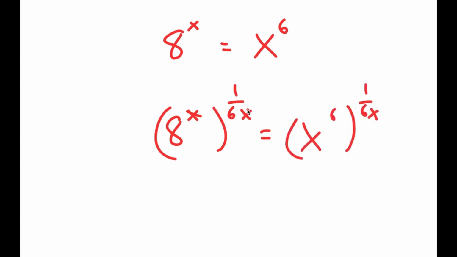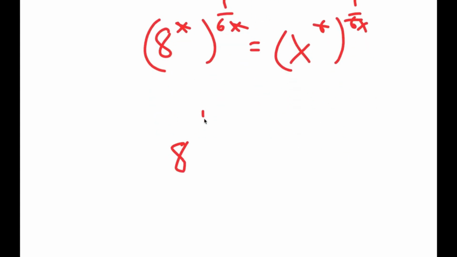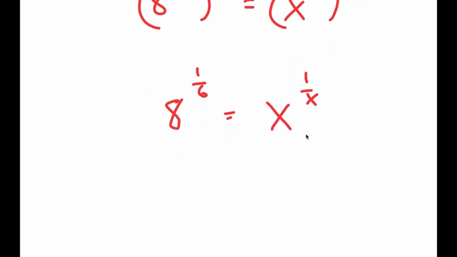So now from our left-hand side, these two x's cancel out, and from our right-hand side, these two 6's cancel out. So I get 8 to the power of 1 over 6 is equal to x to the power of 1 over x.